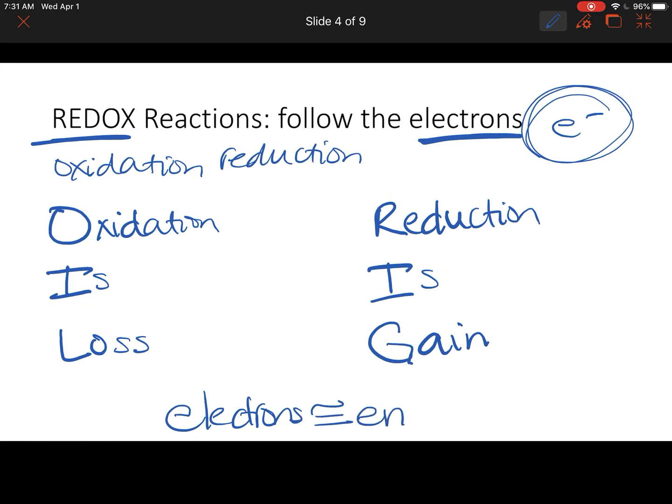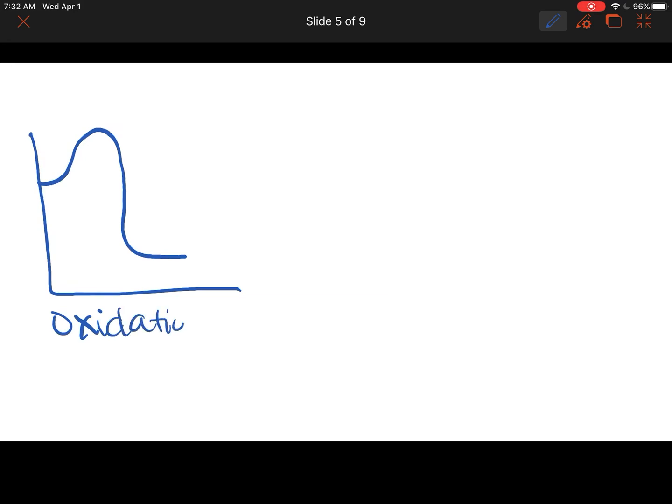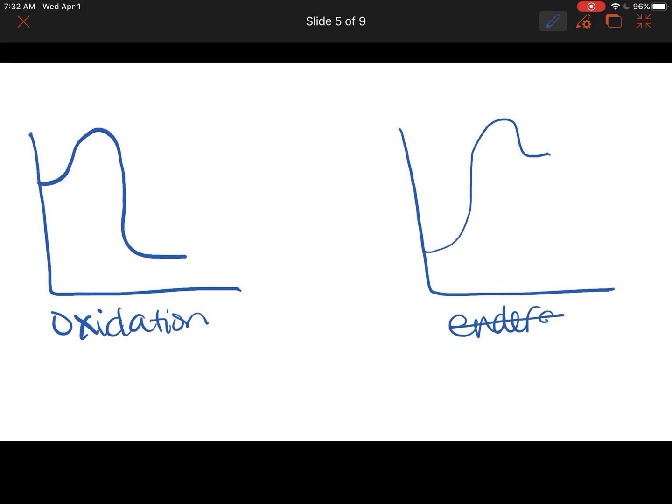Because electrons, in this context, we're going to be using them synonymously with energy. Okay? So if a molecule loses an electron, that molecule is oxidized. If a molecule gains an electron, that molecule is reduced. Well, if electrons are synonymous with energy, then we can also think about oxidation reduction reactions in terms of our energy progress curves. So if oxidation is loss of electrons and loss of energy, then we're talking about an exergonic reaction. If we're talking about gaining electrons or gaining energy, then we're talking about endergonic reactions. Oops, sorry. So reduction reactions are endergonic.